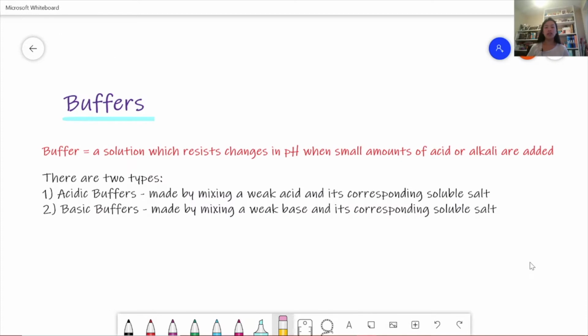Buffers are solutions which resist change in pH when small amounts of acid or alkali are added, and there are two types of buffers. The first is an acidic buffer, and these are made by mixing weak acids with their corresponding soluble salt, and basic buffers, which are made by mixing weak bases and their corresponding soluble salt. So we'll be going more in depth into these two types of buffers.